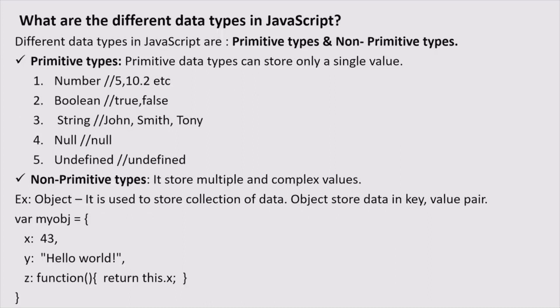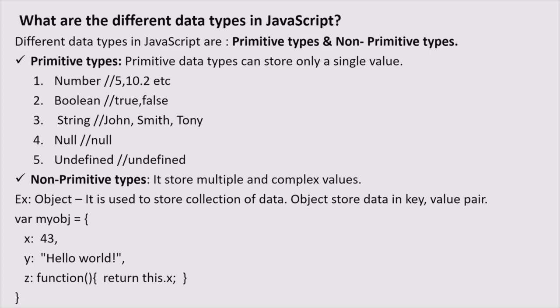What are the different data types in JavaScript? Different data types in JavaScript are primitive types and non-primitive types. Primitive data types can store only a single value. Examples of primitive data types are number, boolean, string, null, undefined. Non-primitive data types store multiple and complex values. For example, object. It is used to store a collection of data. An object stores data in key-value pairs.